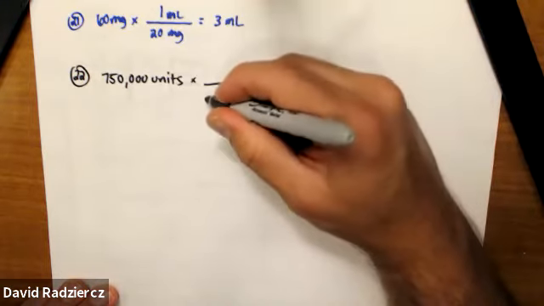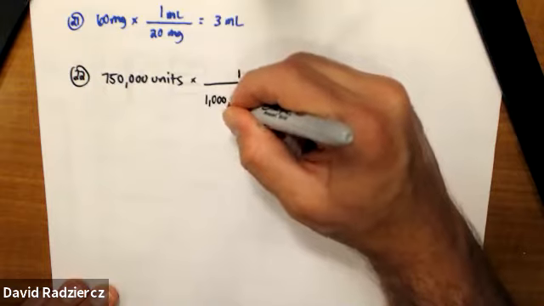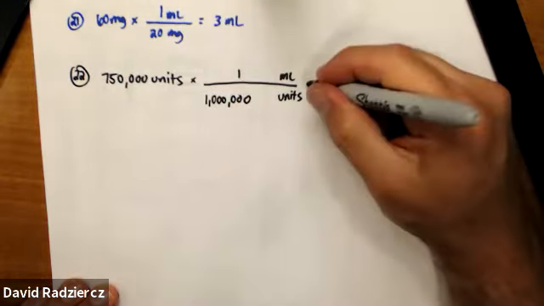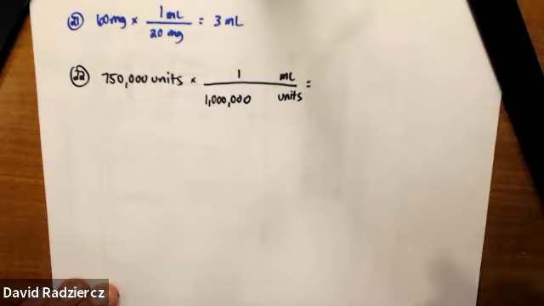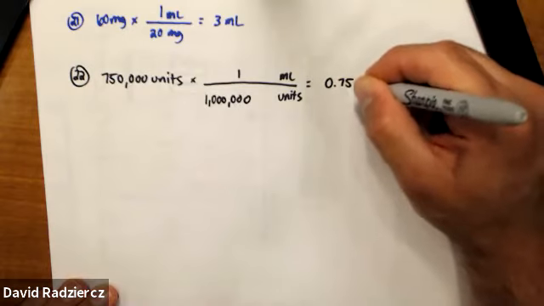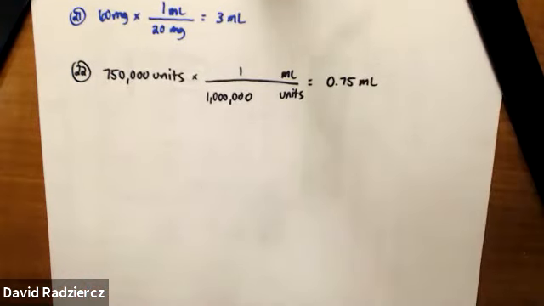So there's 1,000,000 units per milliliter. When you do that math, you will get an answer of 0.75 milliliters. And that is your answer.